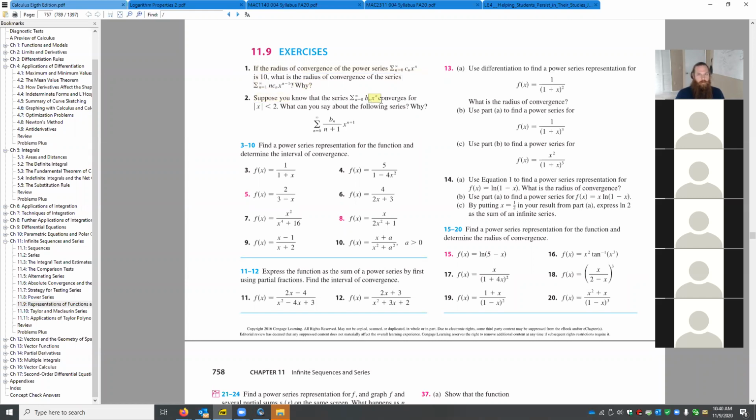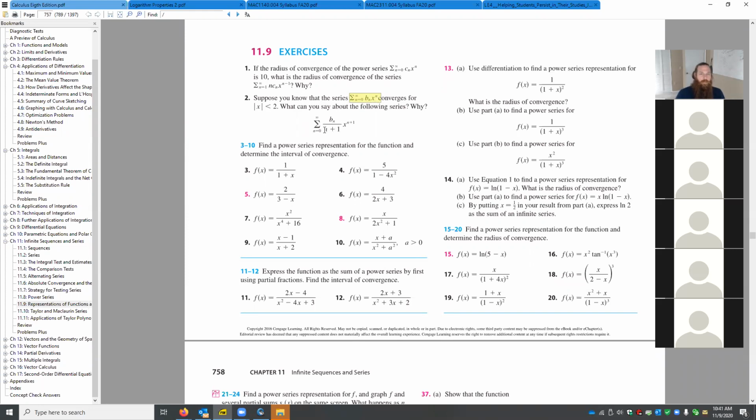Similarly, problem 2 says, suppose you know that the original series converges for all absolute value of x less than 2. This series is centered at 0. So this is the same as saying that the interval of convergence for this series is the open interval from -2 to 2. What can you say about this series, which is the integral of this series? Right? Add 1 to the power, divide by the power. The series down here is the integral of this series. And we want to see if you can find the radius and interval of convergence of this series.